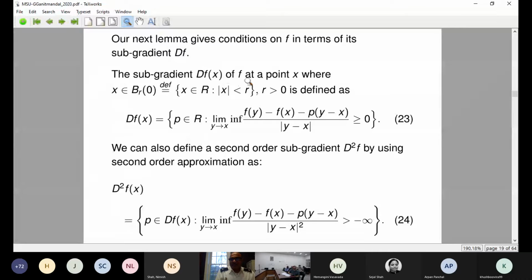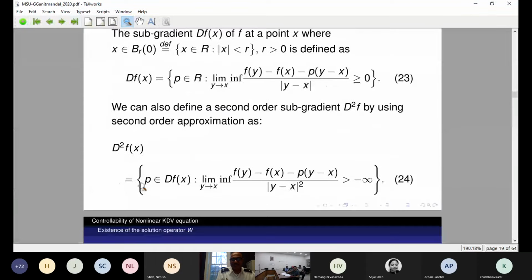The subgradient ∂f(x) of f at point x, where x lies in the ball with center 0 and radius r, is defined as the collection of all p in R such that the limit infimum of this part is greater than or equal to 0. And the same way we can define the second subgradient. So ∂²f(x) is the collection of all p from this set ∂f(x) such that the limit infimum of this one is greater than negative infinity.